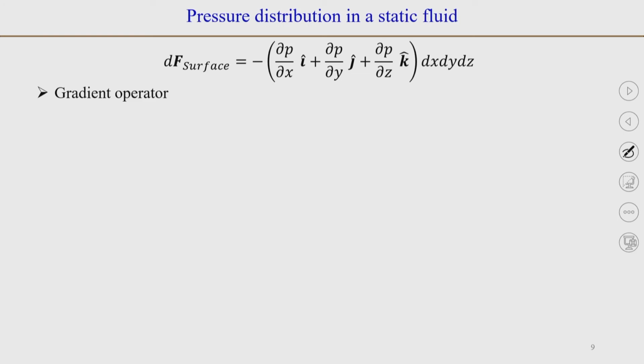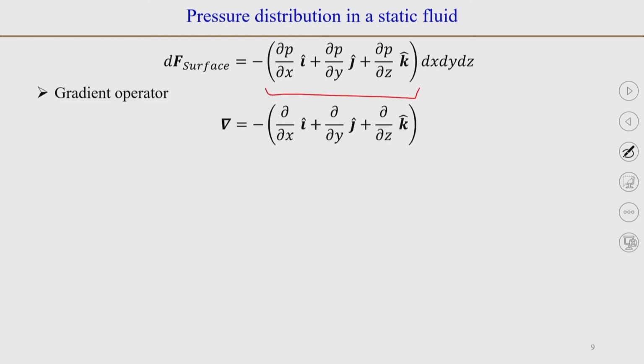We can see here that this term in bracket is basically gradient of pressure. So, let us remind ourselves what is gradient operator. Gradient operator is operated on any scalar quantity and you get a vector quantity. So, gradient is del by del x i plus del by del y j plus del by del z k. We do not need minus here, that is a typo.